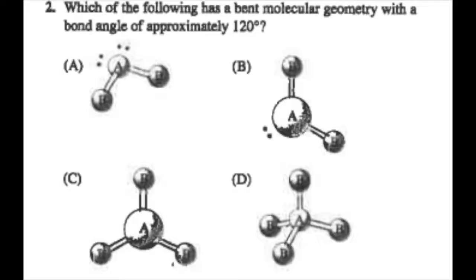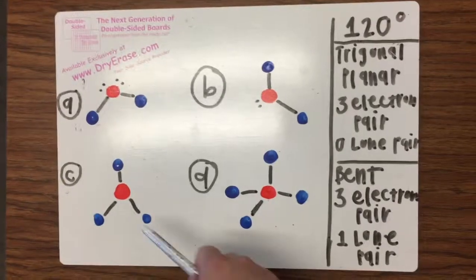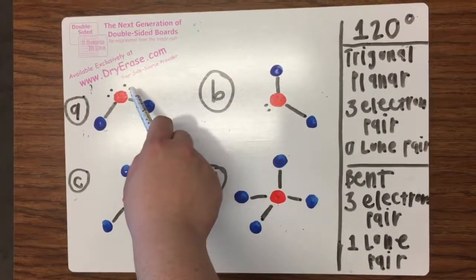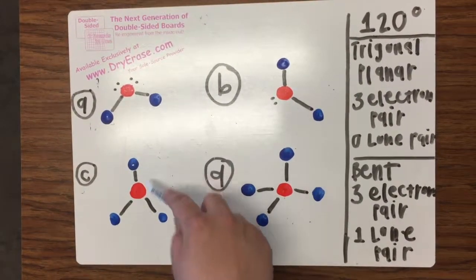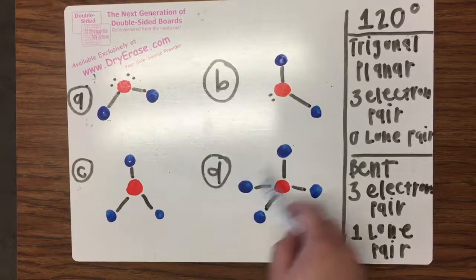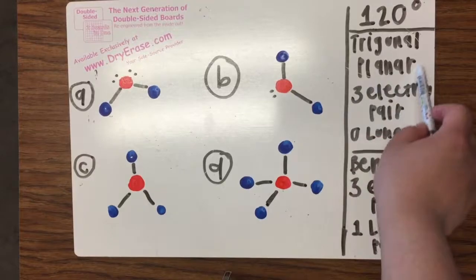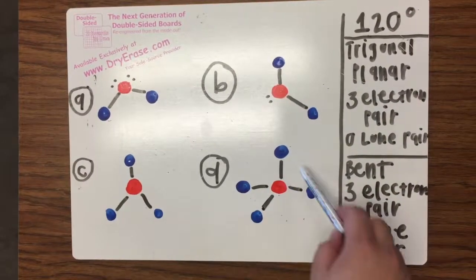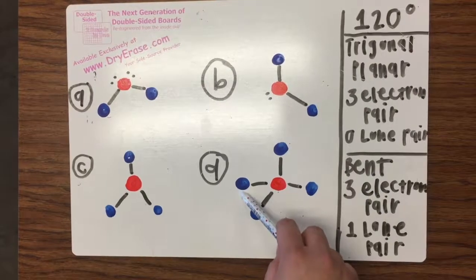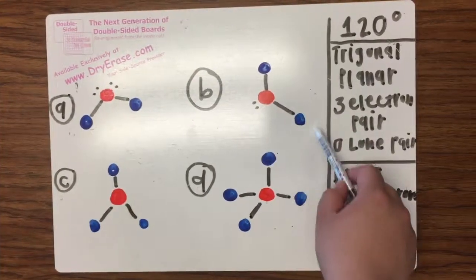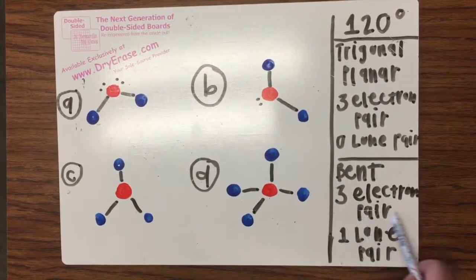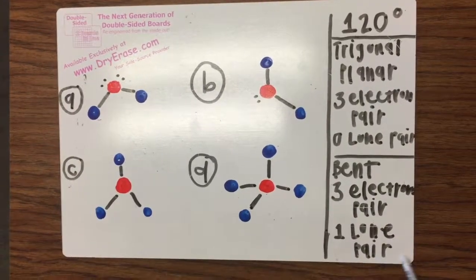550 kilojoules. Which of the following has a bent molecular geometry with a bond angle of approximately 120 degrees? So A has 4 electron domains, and 2 of them are lone pairs, which could not be the right answer, and C has 3 electron domains, but there's no lone pairs in it. So it's a trigonal planar, and D has 4 electron domains as well, so it cannot be 120, and the only one left is B. It has 3 electron domains, and one of them is a lone pair, so it's a bent geometry.